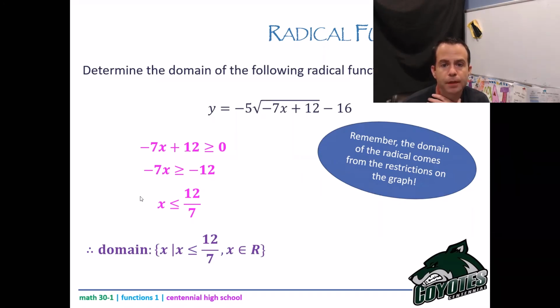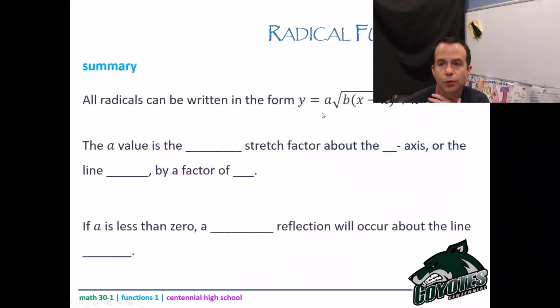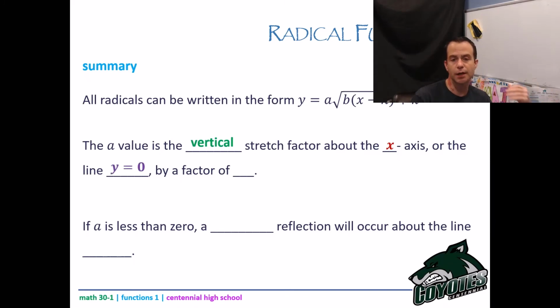Okay, all right. So we'll just quickly summarize here. All radicals can be written in the form y equals a root of b times x minus h, plus k. The a value is the vertical stretch factor about the x-axis, or if you'd rather, you can say the line y equals 0, by a factor of a. If a is less than 0, a vertical reflection has occurred, and that will be about the line y equals 0, or again, you can say the x-axis.